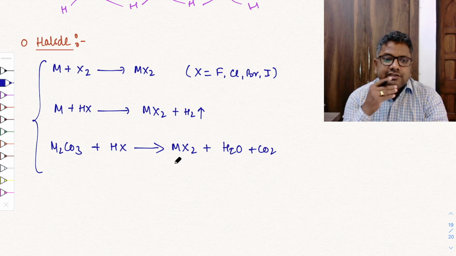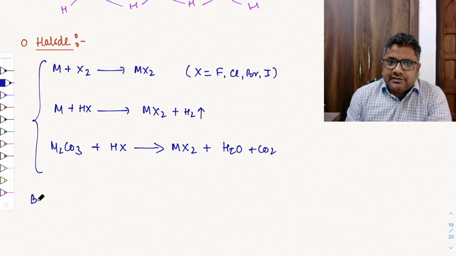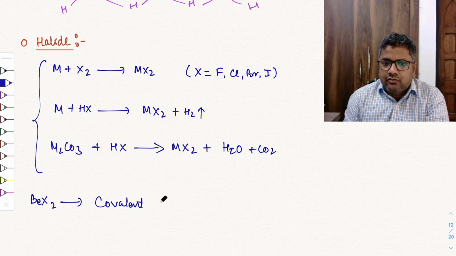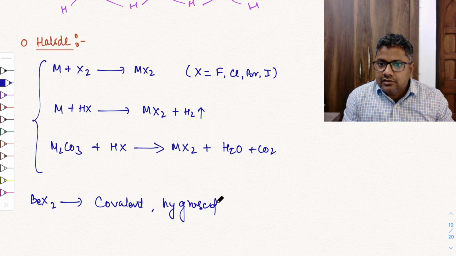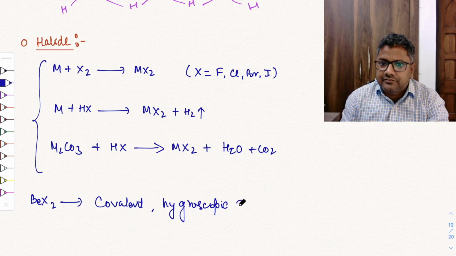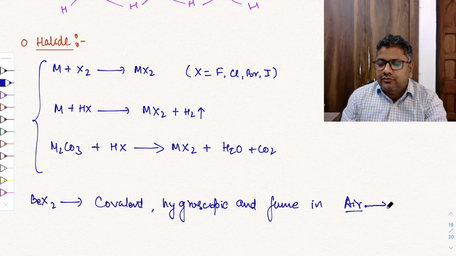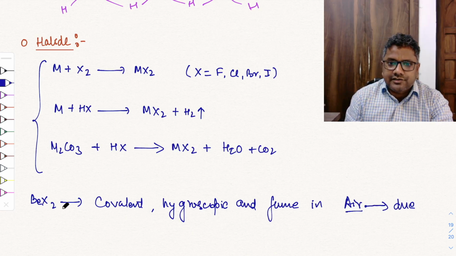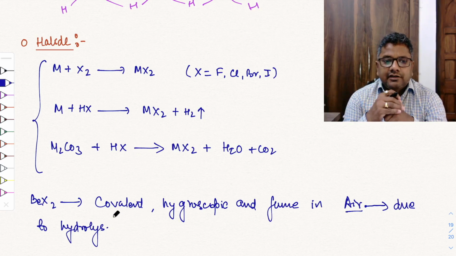Beryllium has some different properties here. Beryllium halides BeX2 are covalent, hygroscopic, and fume in air. Why do they fume in air? Due to hydrolysis. So beryllium halides are covalent and they fume in air due to hydrolysis.